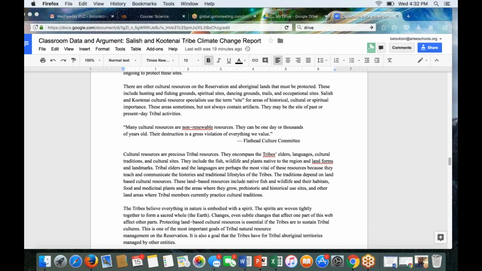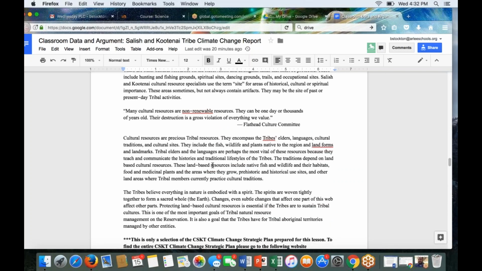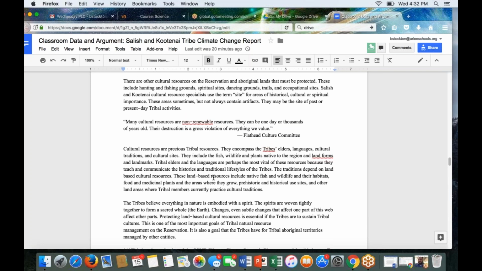And it talks about cultural resources. It says cultural resources are precious tribal resources, right? They encompass the tribes, elders, languages, cultures, traditions, and cultural sites. They include the fish, wildlife, and plants native to the region and the landforms and landmarks. Tribal elders and the language are perhaps the most vital of these resources because they teach and communicate the histories and traditional lifestyles of the tribes.